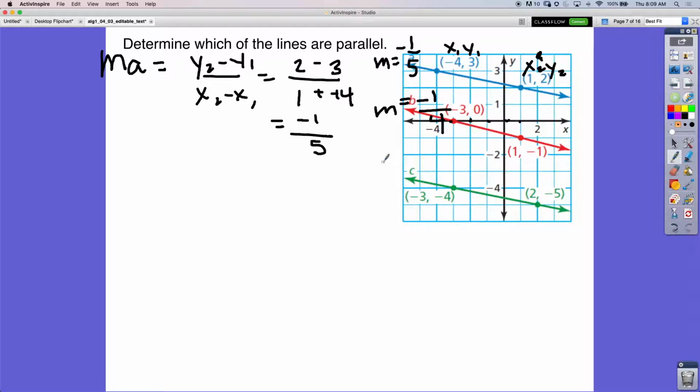Okay, let's try C. Let's do it by counting again too. So positive or negative slope? Negative. So I rise up 1, negative 1, or go down 1, that's fine. And go to the right. 1, 2, 3, 4, 5. Okay, so which lines are parallel? A and C. And here's how you write it. A is parallel to C. Okay, let's move on.